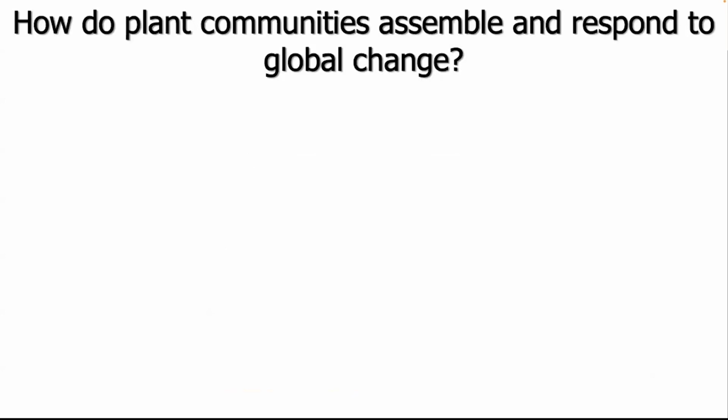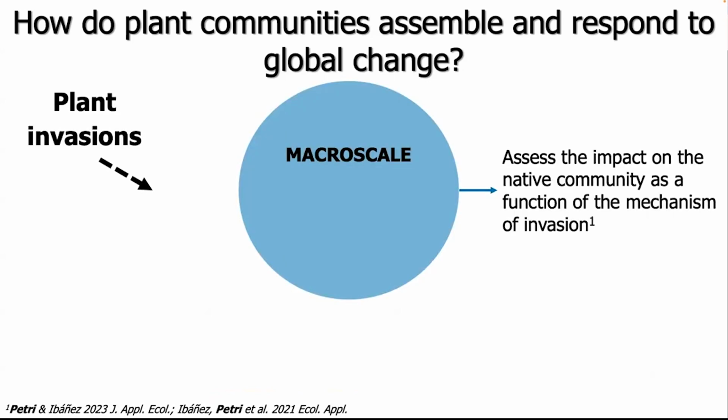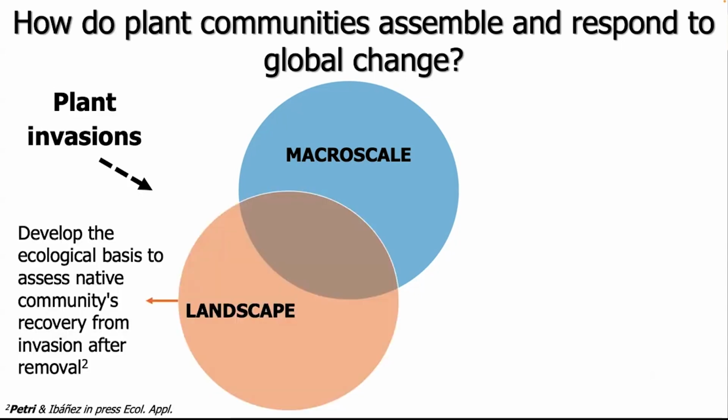So the main question in my research program is how do plant communities assemble and respond to global change, with a special focus on invasive plant species. I try to do that using a multi-scale approach. At the macro scale, for example, I usually think about understanding impacts on the native community and the mechanisms of invasion, how those invasive species can actually get into that community and establish themselves.